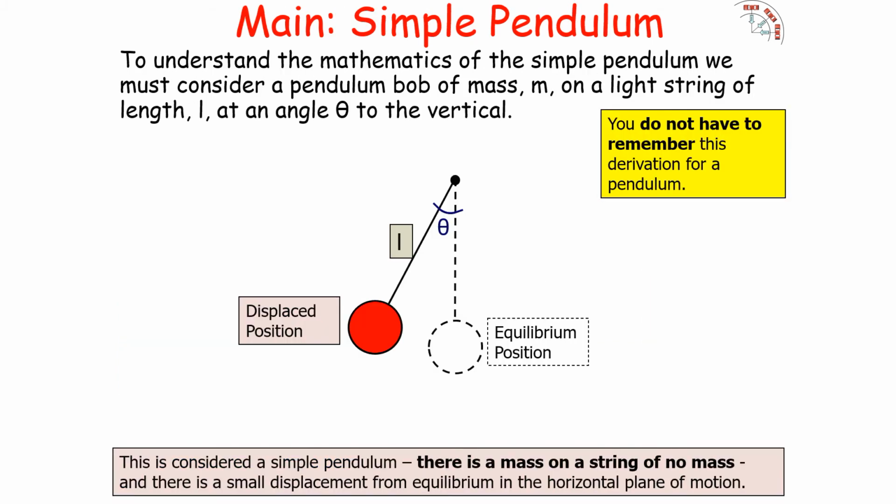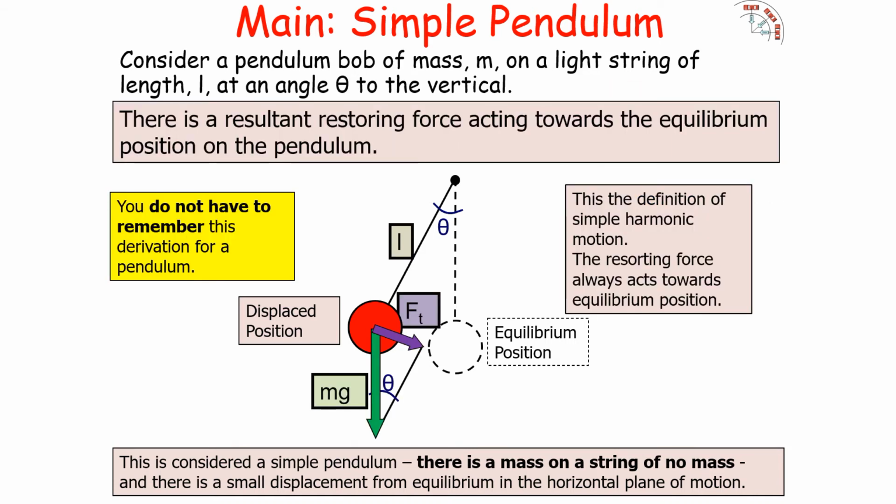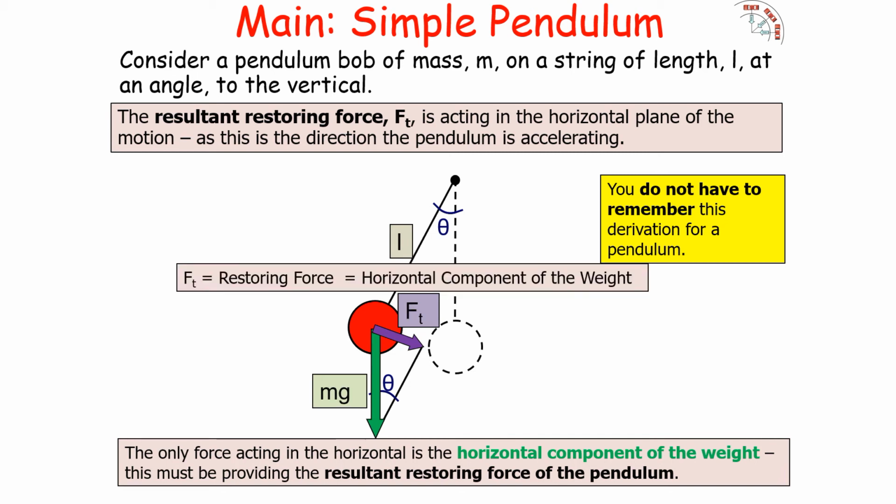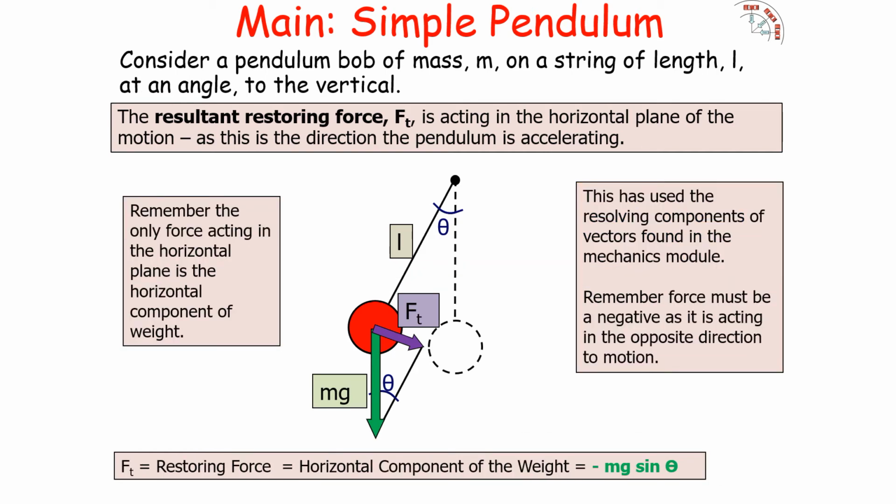Now the next thing we're going to look at is a simple pendulum. To understand the mathematics of the simple pendulum, we consider a pendulum bob of mass m on a light string of length L at an angle of theta to the vertical. What we can do is displace it and derive our forces, with our resultant force F acting towards the equilibrium position. The only force acting in the horizontal is the horizontal component of the weight, which must be providing the resultant restoring force of our pendulum. So our restoring force is equal to the horizontal component of the weight, which is equal to mg sin theta.